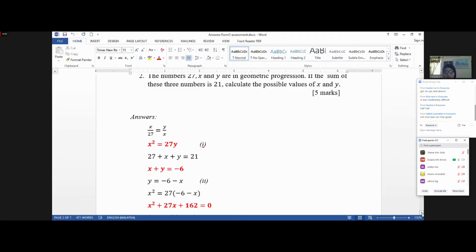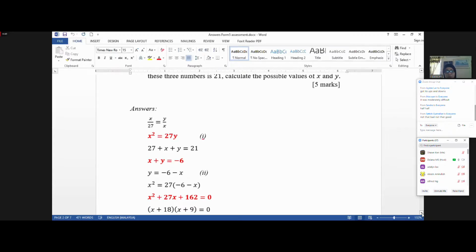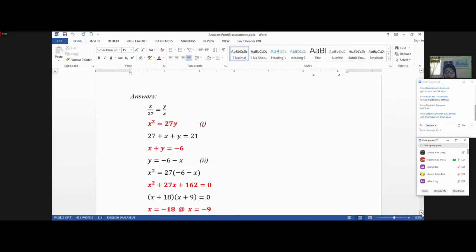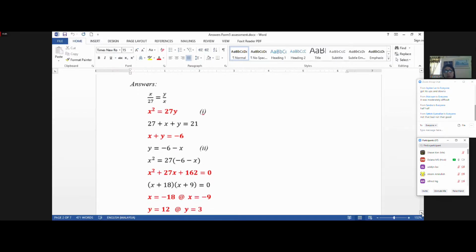Then it is a quadratic equation. To solve a quadratic equation, you can just press your calculator to factorize it. And then you get two values of x, which are x equals -18 and x equals -9. Don't forget, you also have to find the value of y. So substitute back into your y, and your y is 12 and 3. Some of you are using a different method, quite long, but I can still accept it.